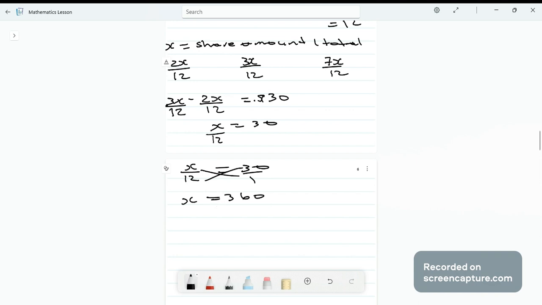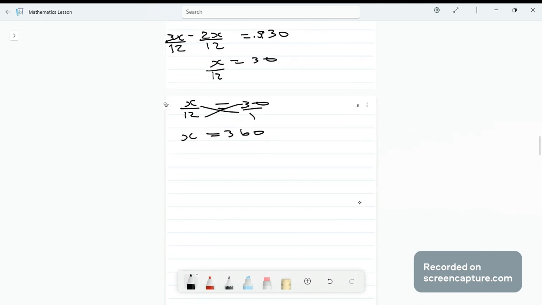Now we're going to compare the different share amounts. Looking at Mara, she got 7 times X. Now that we found X, we don't have to write back our X. We can multiply this by 360 over 12, and 7 times 360 gives us 2520 over 12, which gives us $210.